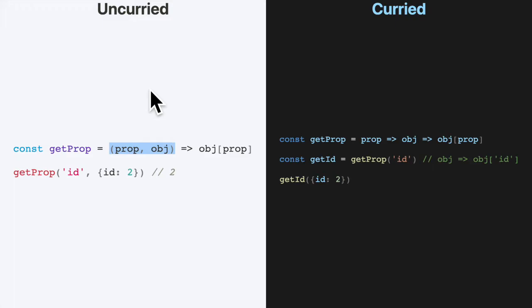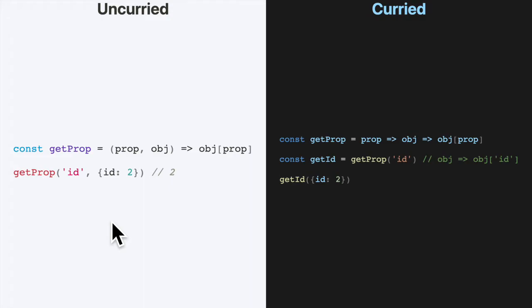Notice that this getProp function is just one single function call, and we can see that below. We call this function and pass in all the arguments at once: the property, which is ID, and the object with the ID property on it and the value of 2. But notice what this means: we have to pass in the data at the same time that we pass in the property. Can you think of why that may make it a little less flexible for us? I'll give you a second.